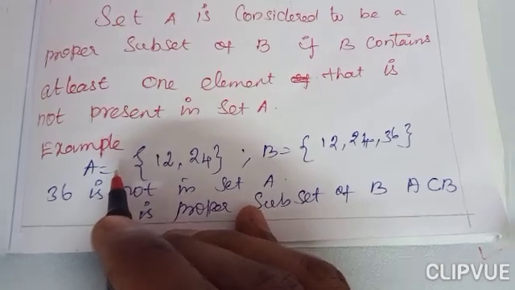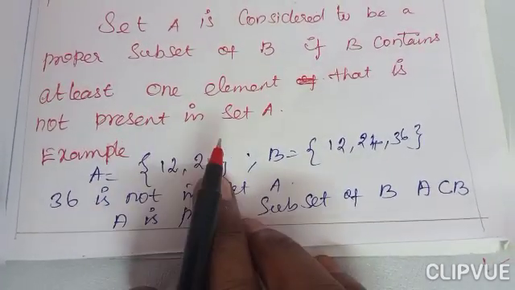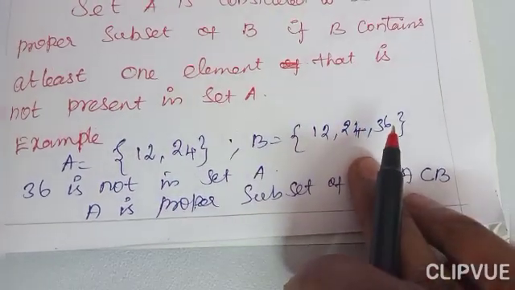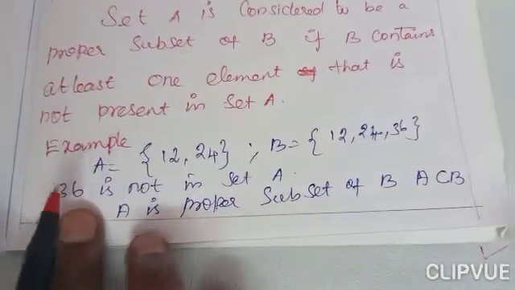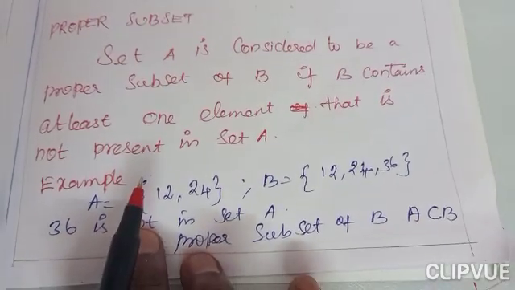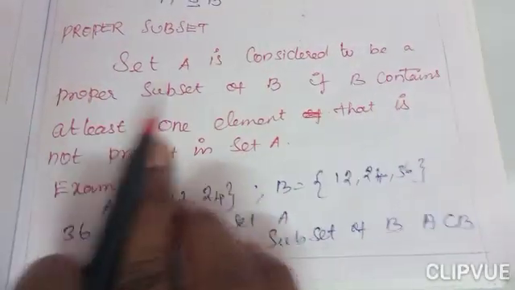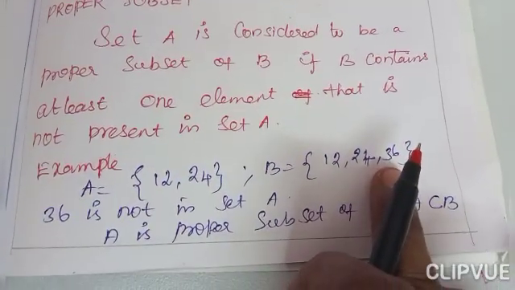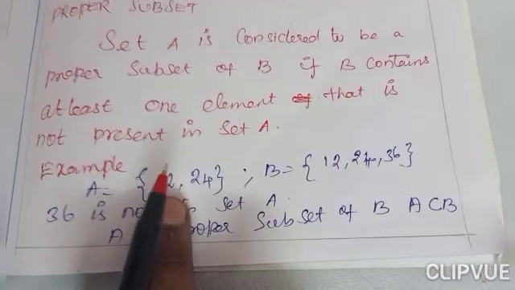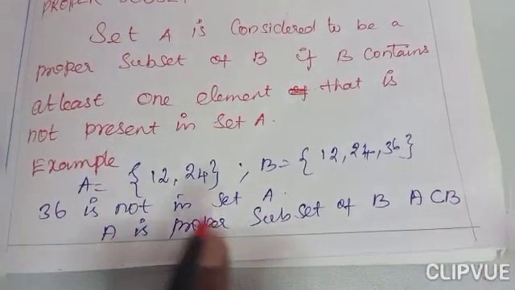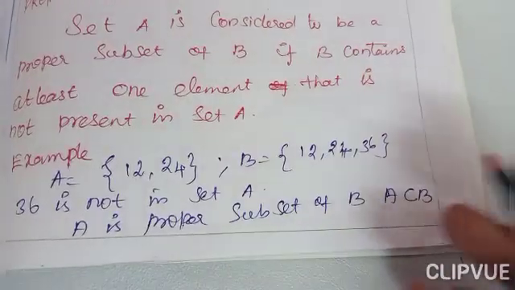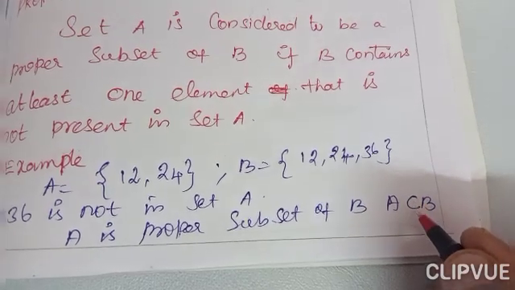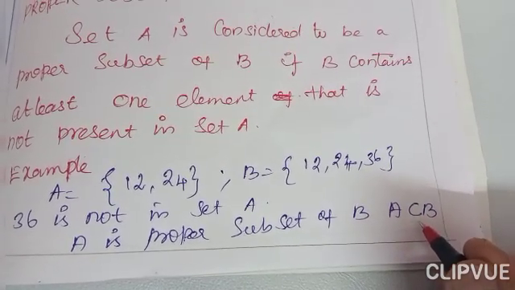Here I am going to take two sets. The elements in set A are 12 and 24. The elements in set B are 12, 24, 36. As in the above definition, B contains at least one element that is not present in A. In set B, 36 is there, but this 36 is not in set A. That's why A is a proper subset of B. This is the mathematical way of writing that A is a proper subset of B.